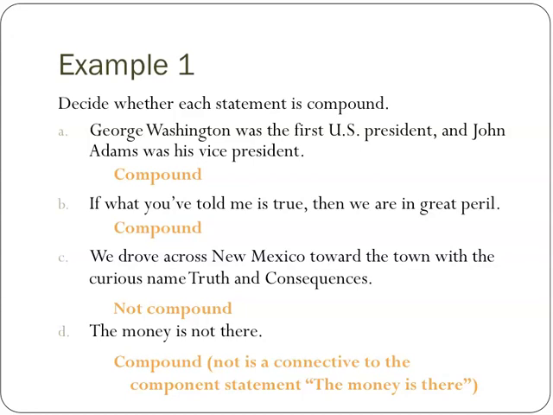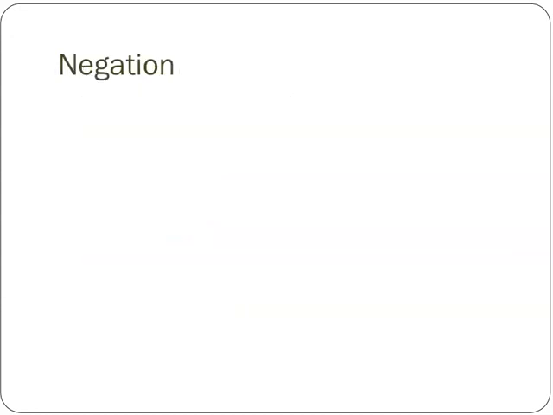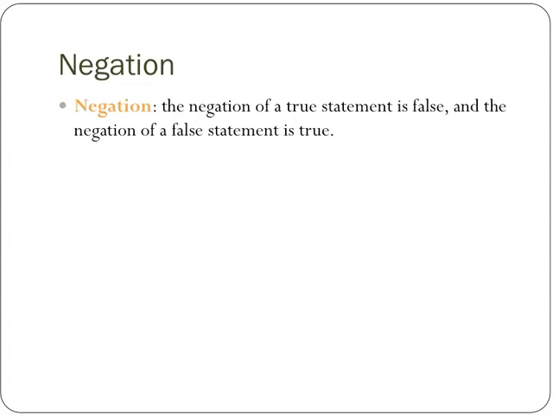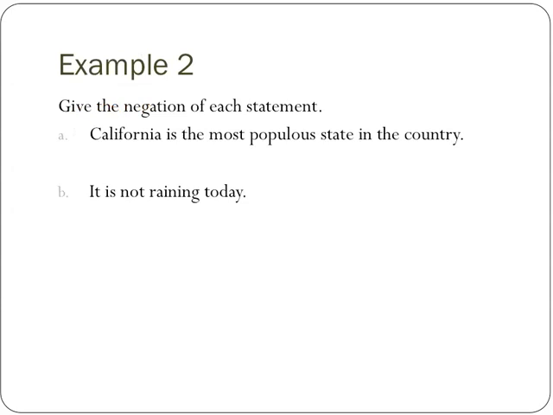Going off that, let's talk about negations. The negation of a true statement is false, and the negation of a false statement is true. Let's come up with the negations of each of the following statements in example 2. Give the negation of each statement. First one: California is the most populous state in the country. The negation is simply, California is not the most populous state in the country.